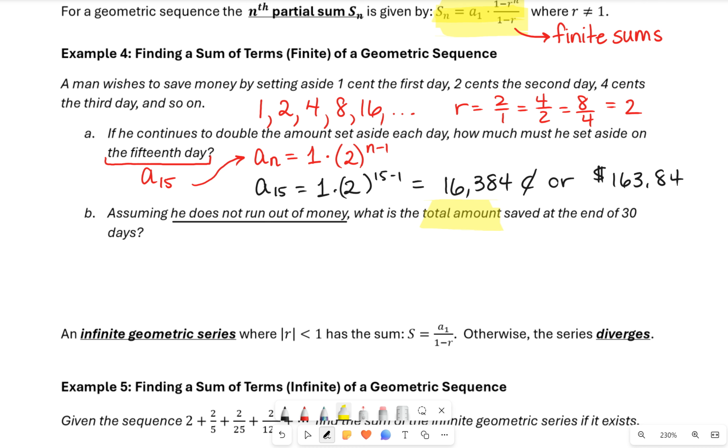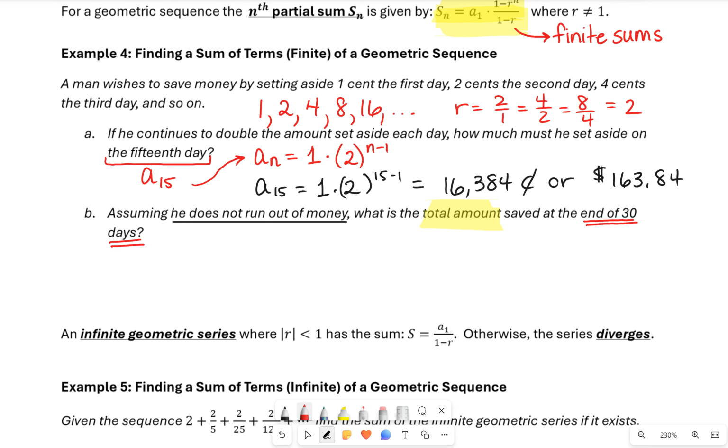Notice that they're asking us to add 30 terms. Whatever he made on the first day, whatever he put in the second day, whatever he put in the third day, all those amounts we're being tasked to add up. Because they only want up to the 30th day, the end of 30 days and no further, that's a finite sum.